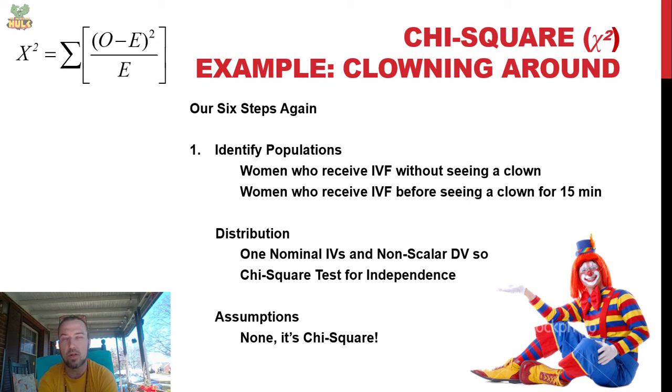Our distribution, because we have a single nominal independent variable, and a non-scalar, right, a categorical dependent variable. This means we have to run the chi-square test because there's 2 variables. It's the chi-square test for independence, not the chi-square test for goodness of fit. What are our assumptions then? None. That's the beauty of the chi-square. We already broke all the assumptions. That's why we're running the chi-square test.